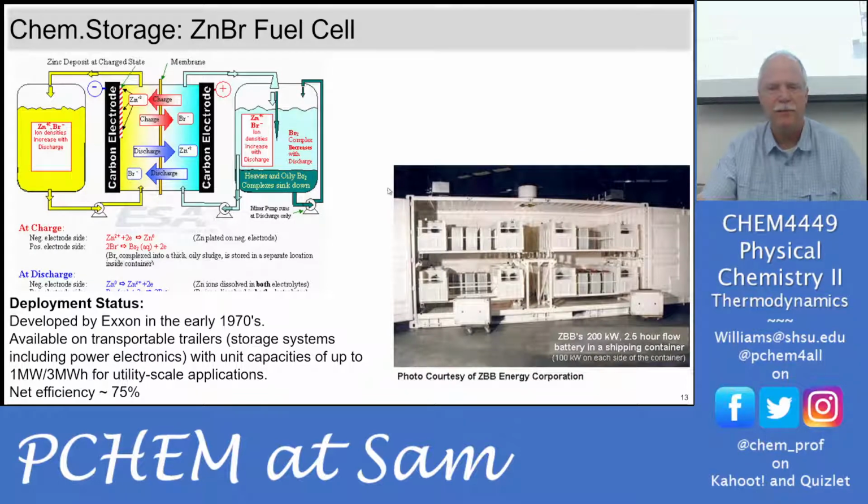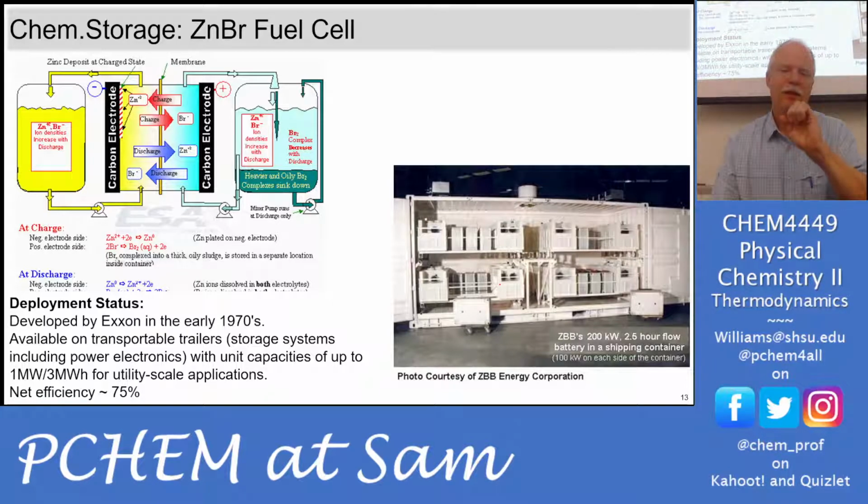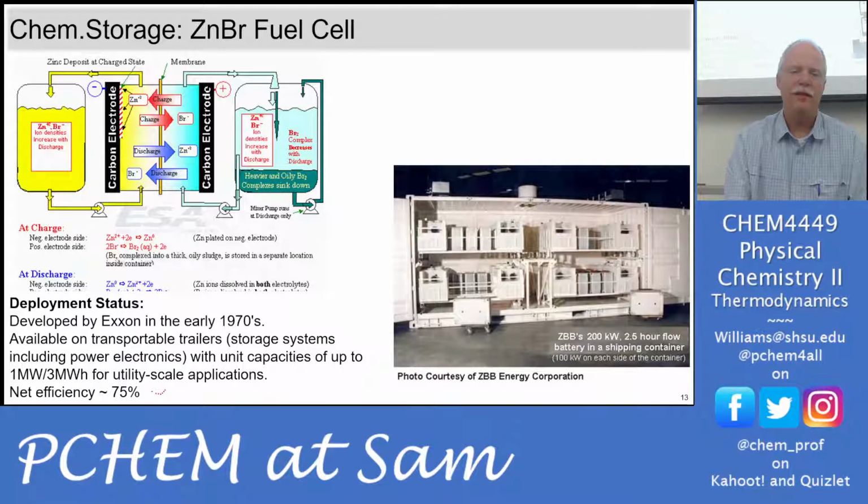Here's a zinc bromide cell. This one's pretty cool. It's been containerized, so it can be delivered in a container, set up, filled with its reactants and powered up. Again, these are not just electrical generators, but they're electrical storage. So you could set this next to a power source like a windmill or a solar cell, and you could charge it up and then use it when the wind's not blowing or when the light's not on. Okay, net efficiency is about 75%. Once again, that means you put 100 joules into it, you can get 75 joules out.